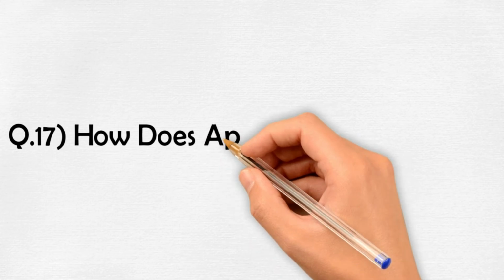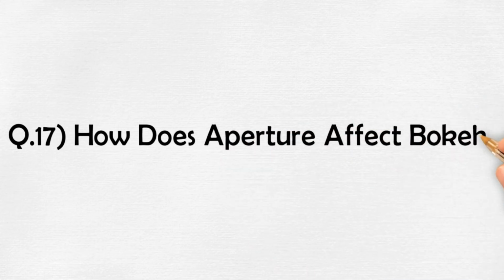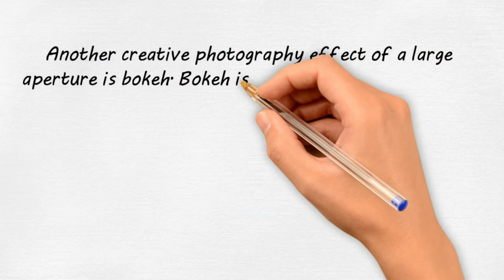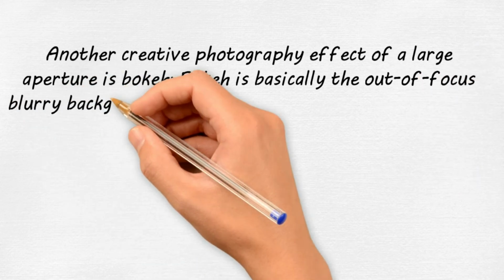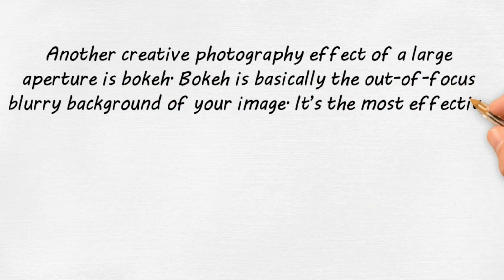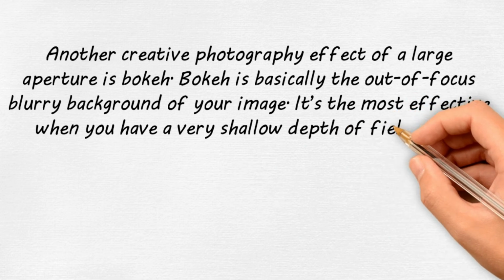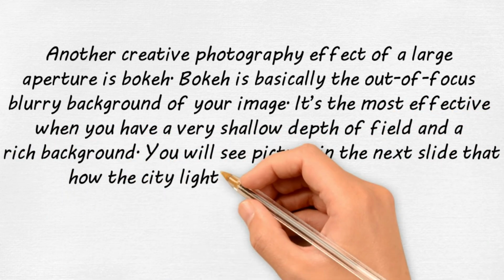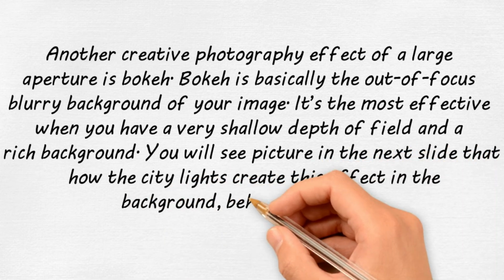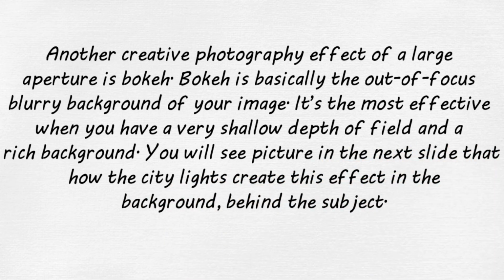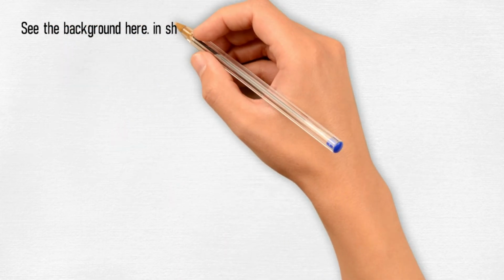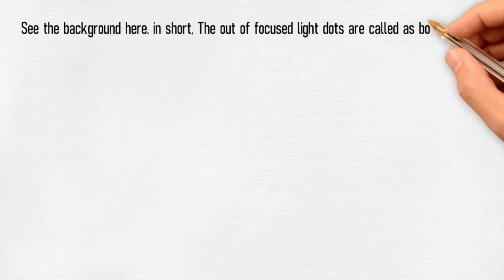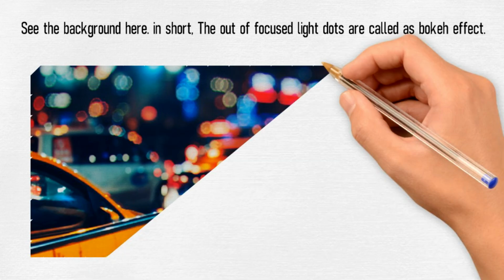Question number 17. How does aperture affect bokeh? Another creative photography effect of a large aperture is bokeh. Bokeh is basically the out-of-focus blurry background of your image. It's the most effective when you have a very shallow depth of field and a rich background. You can see it in the picture below how the city lights create this effect in the background, behind the subject. See the background here. In short, the out-of-focus light dots are called the bokeh effect.